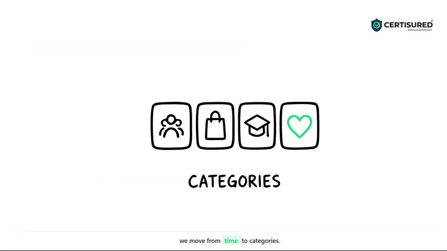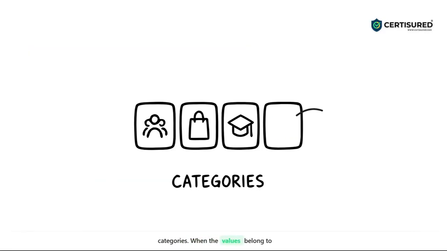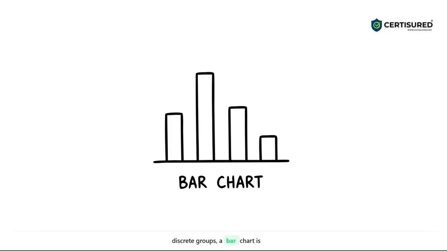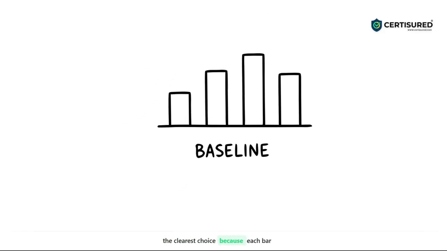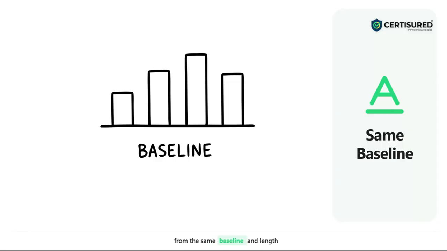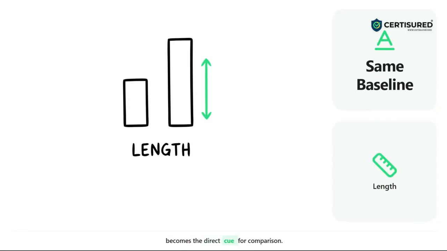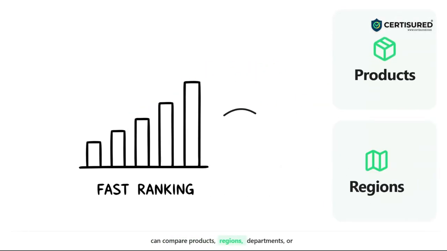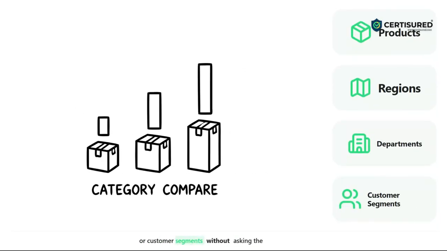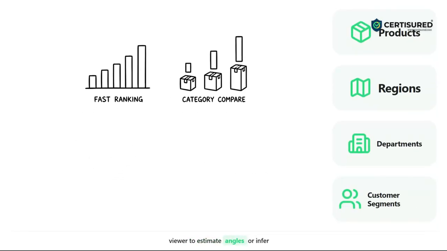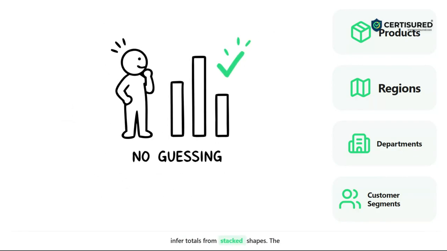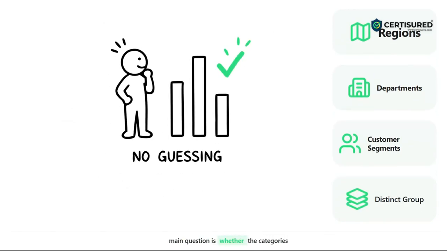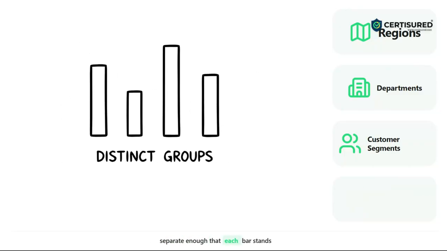Now we move from time to categories. When the values belong to discrete groups, a bar chart is usually the clearest choice, because each bar starts from the same baseline, and length becomes the direct cue for comparison. That shared baseline makes ranking fast. You can compare products, regions, departments, or customer segments without asking the viewer to estimate angles or infer totals from stacked shapes. The main question is whether the categories are separate enough that each bar stands for one distinct group.